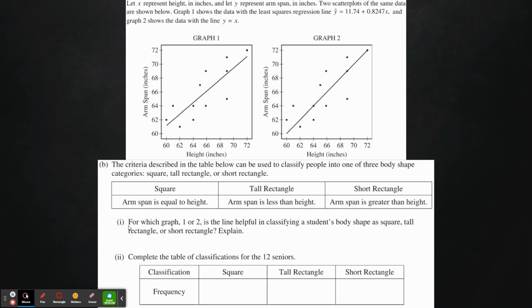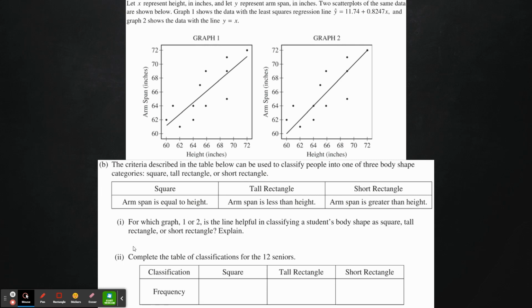Explain. Here, we're not being asked to use height to predict arm span, but rather just to compare height and arm span to see which category they fall into. So graph 2 is the graph we're going to want to use. You'll notice that it breaks the scatter plot dots into these three groups for us. The dots above the line are short rectangles, since their arm span is greater than their height. Dots on the line will be square, and dots below the line have heights that are greater than their arm spans.